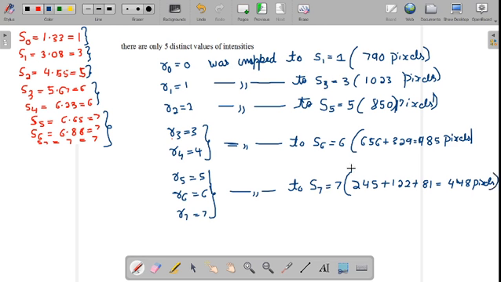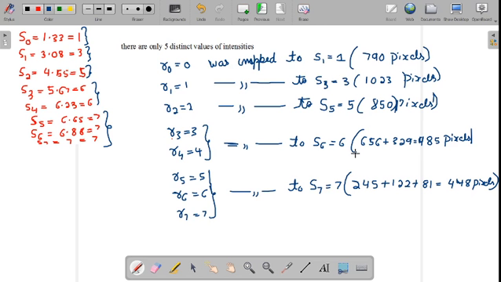Clear with this? So R0 is mapped to S1, R1 is mapped to S3, R2 is mapped to S5, R3 and R4 are mapped to S6, R5, R6, R7 are mapped to S7. Clear with this? Yes, sir.